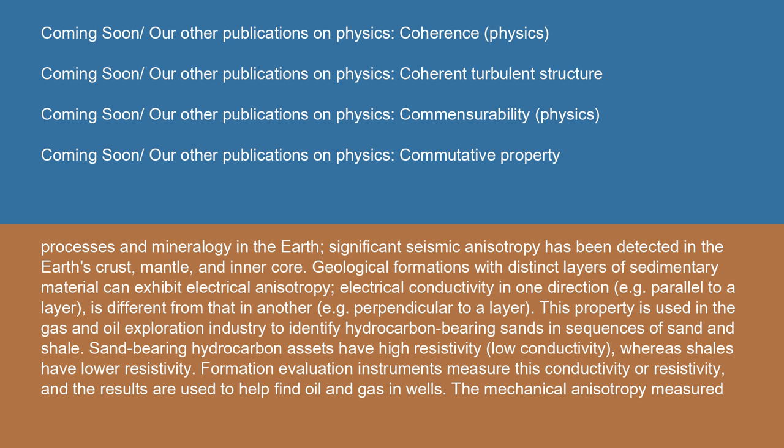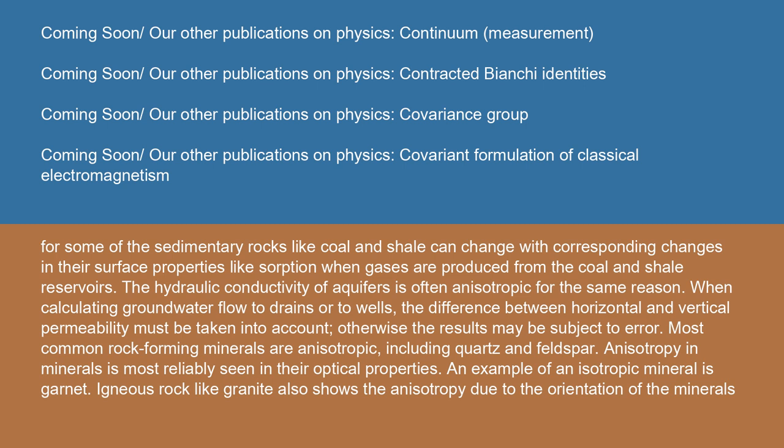The mechanical anisotropy measured for some of the sedimentary rocks like coal and shale can change with corresponding changes in their surface properties like sorption when gases are produced from the coal and shale reservoirs. The hydraulic conductivity of aquifers is often anisotropic for the same reason. When calculating groundwater flow to drains or to wells, the difference between horizontal and vertical permeability must be taken into account. Otherwise, the results may be subject to error.